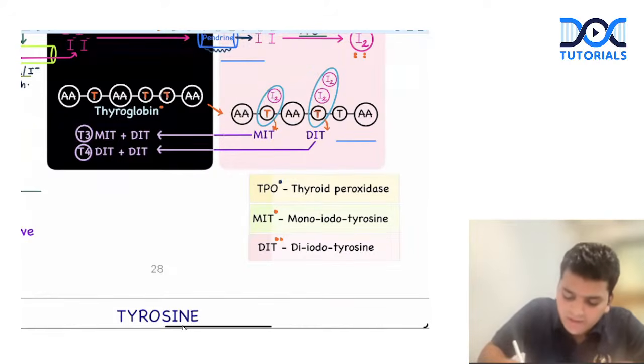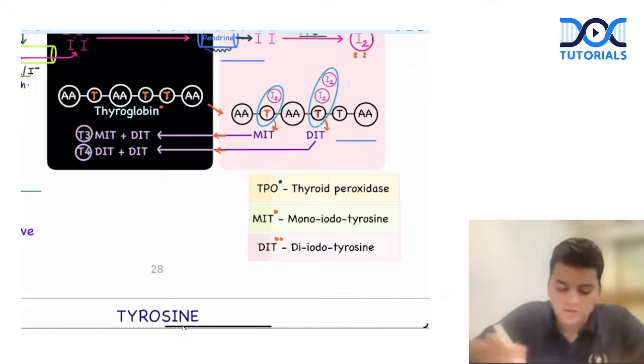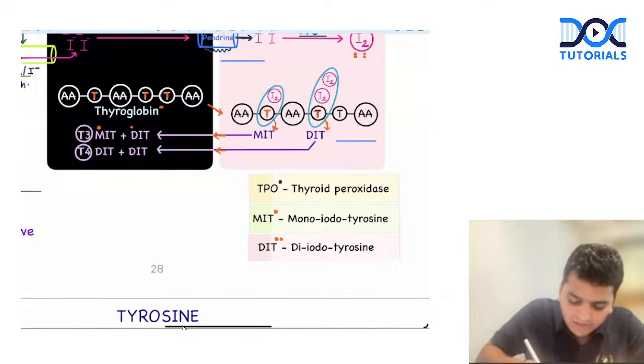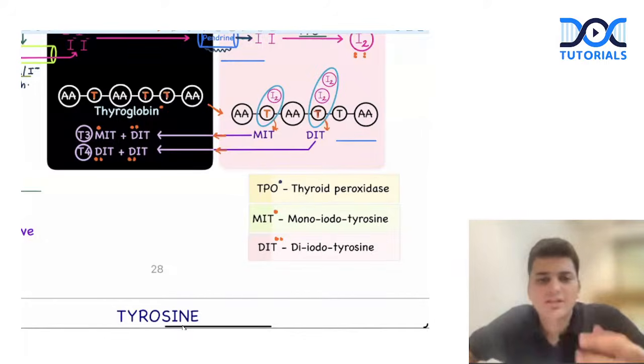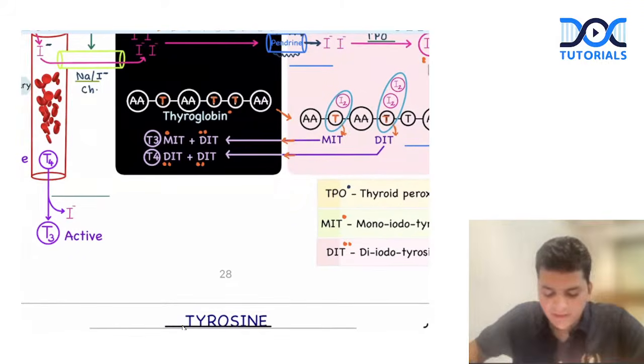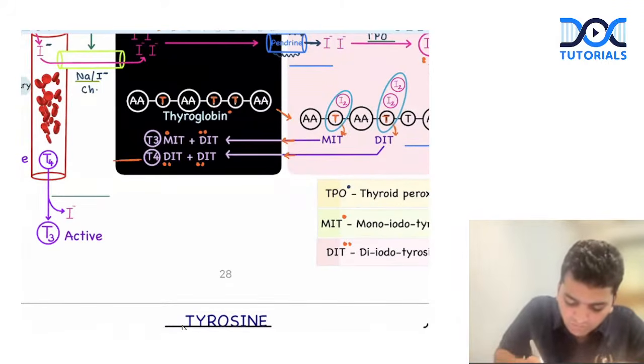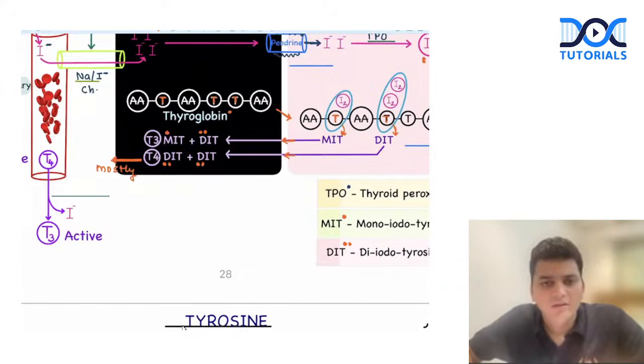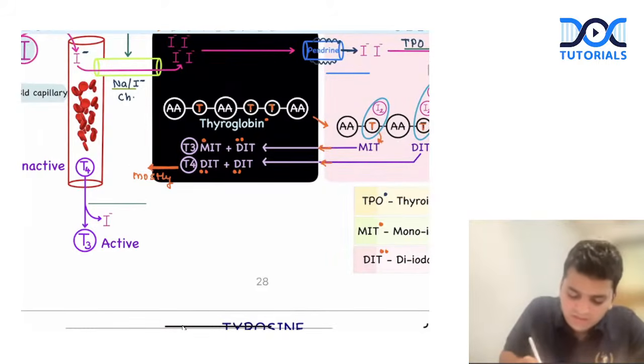Now this MIT and DIT, they will come back towards the follicular cells. And when they come back, the mono can club with di, that is called T3, or the di can club with di, that is called T4. And this is how we make the T3 and T4. Mainly the thing which is made is going to be the T4. It is inactive hormone and this T4 will be released in the blood.